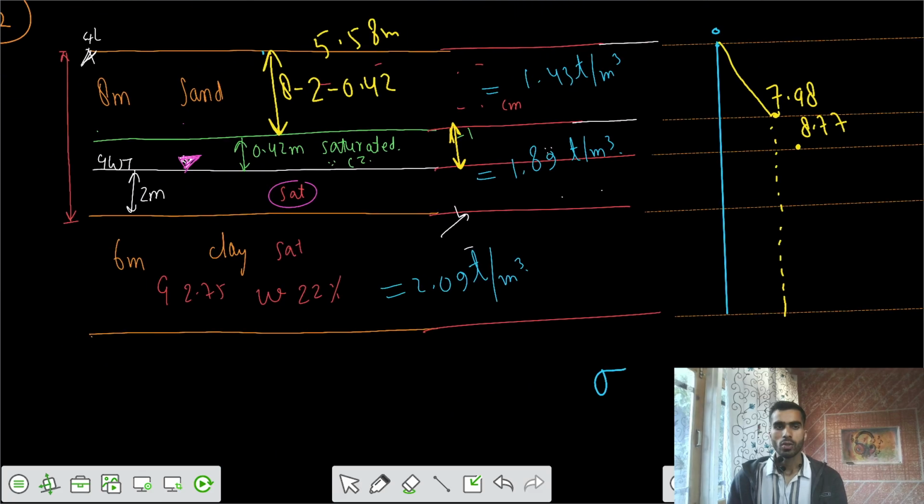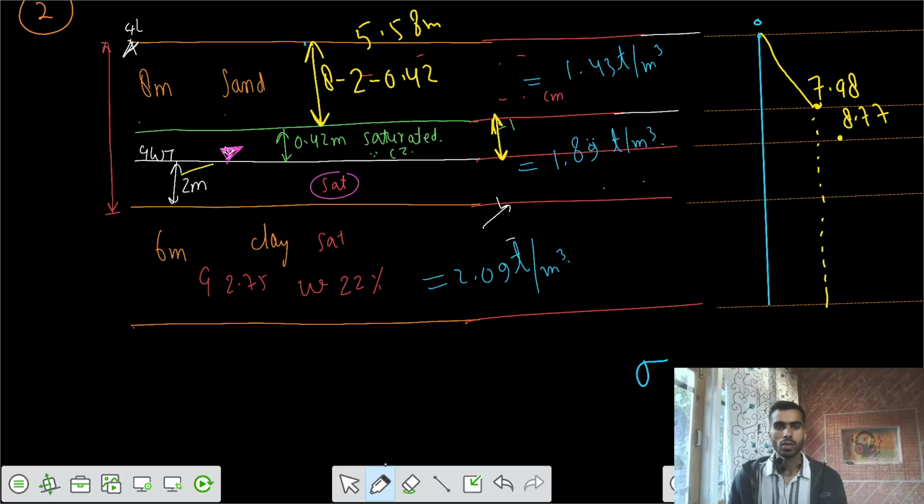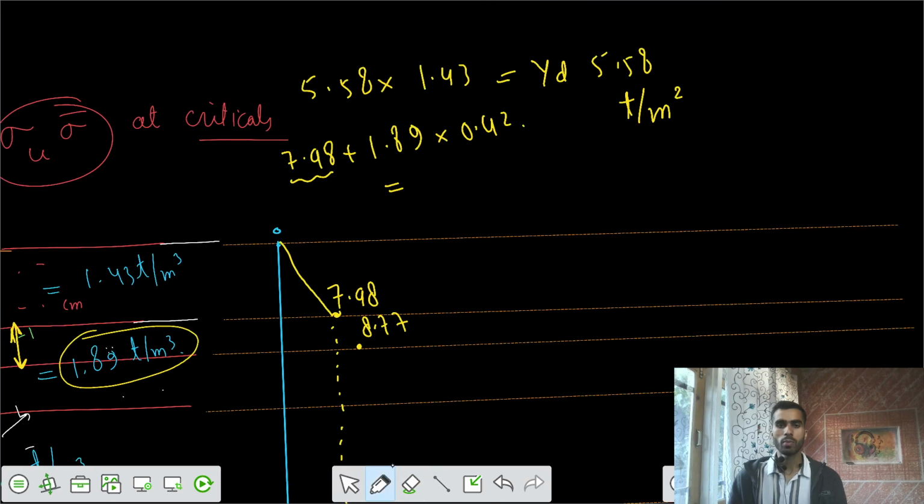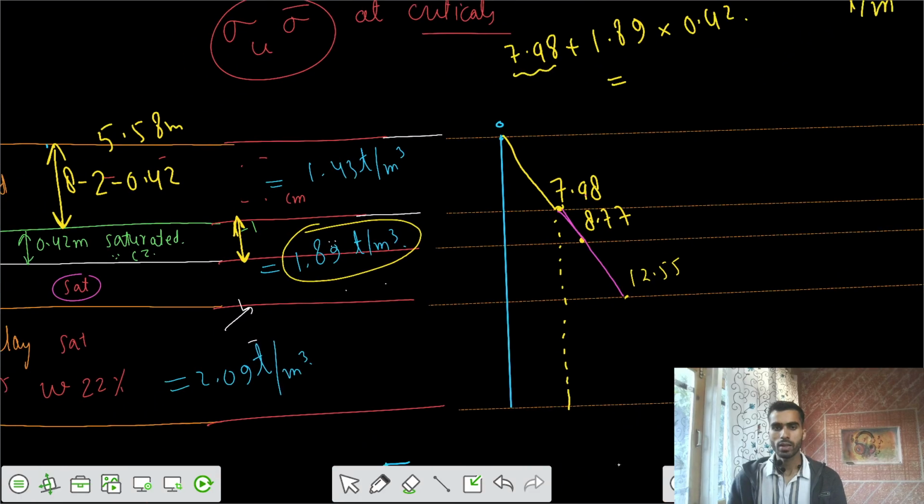After that, we have 2 meter saturated sand, with saturated gamma of 1.89. Once I got the value of 8.77, I can finally write plus gamma sat for the sand into 2 meters, such that the final value comes out to be 12.55 at this location. So I would have that linear variation here. After that, one more linear variation, but the slopes would be different, because your unit weight is different.